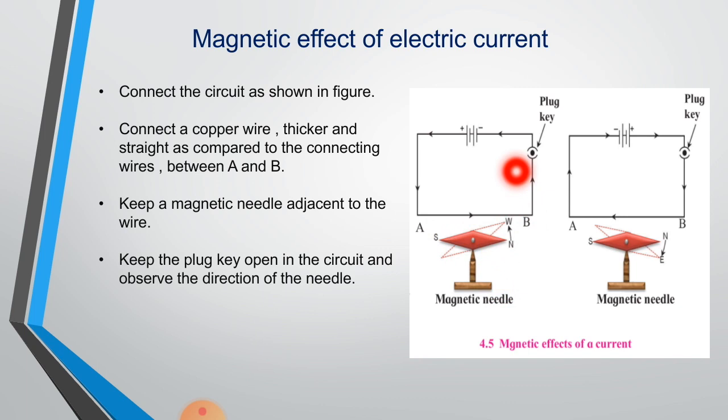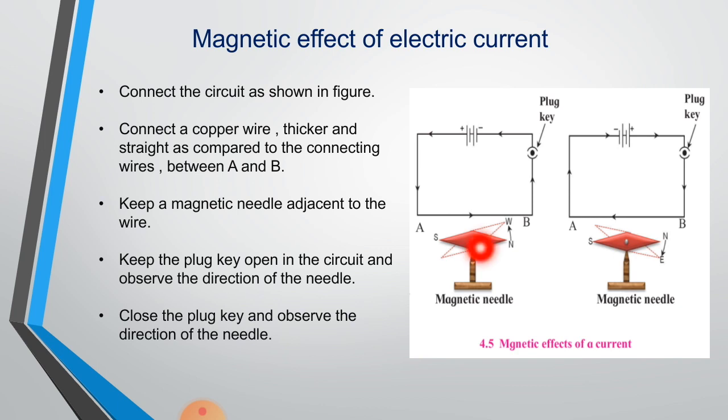So you have to open the plug key which is there in the circuit and observe the direction of the needle. Needle का जो direction है वो हमको observe करना है. Then close the plug key and observe the direction of the needle. So what did you notice? You all know that current always flows from the positive terminal to the negative terminal.